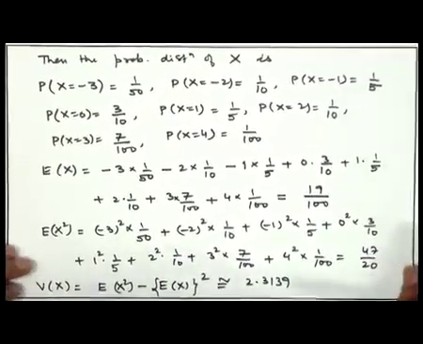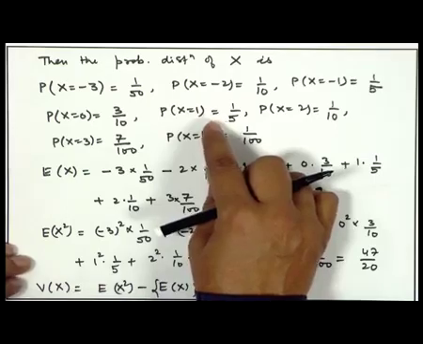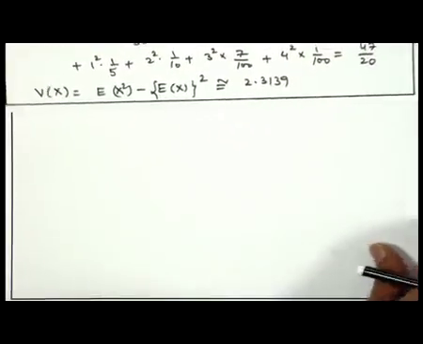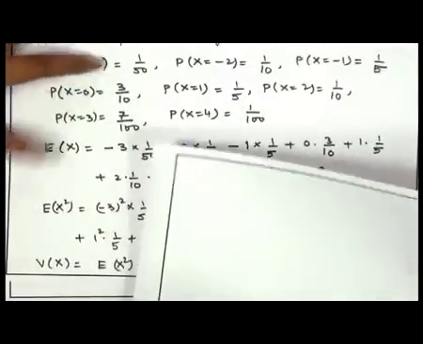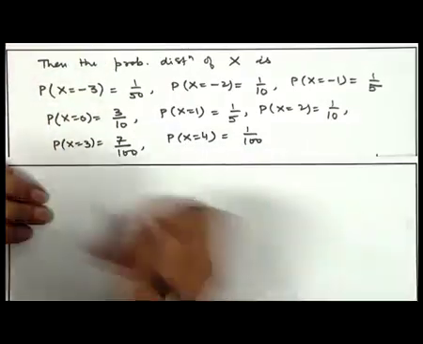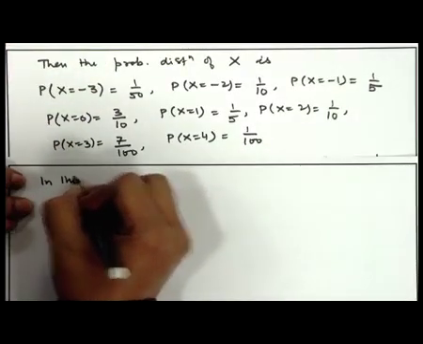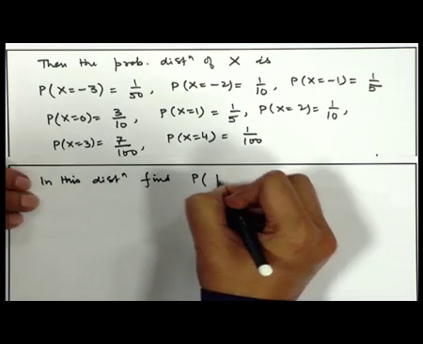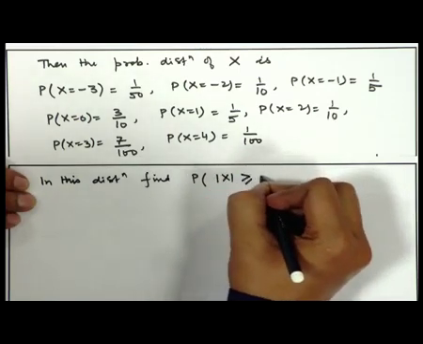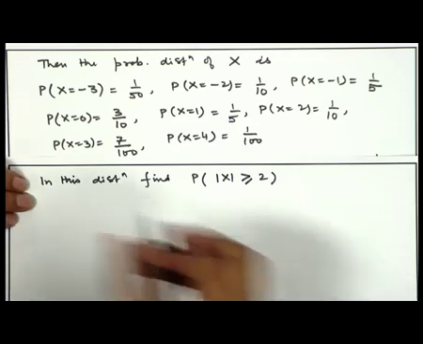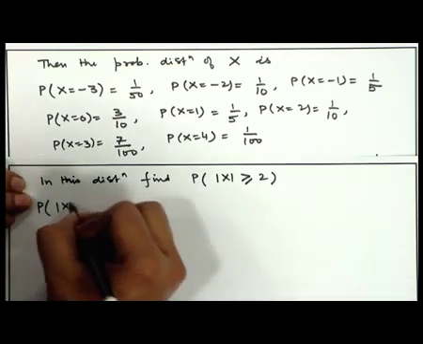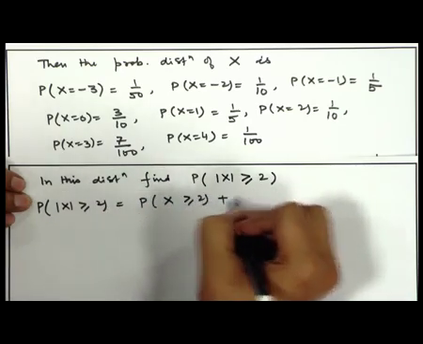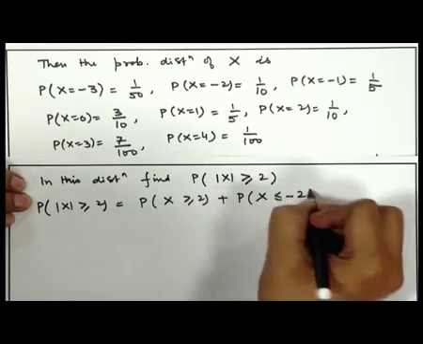Not only that, we can calculate certain probabilities also. So let us ask some probability problems here. In this distribution, find probability mod x greater than or equal to 2. Now, we are saying mod x is greater than or equal to 2, that is equivalent to saying x is greater than or equal to 2 or x is less than or equal to minus 2.